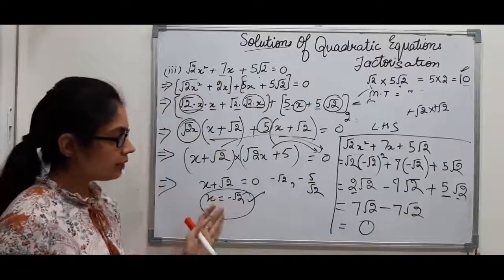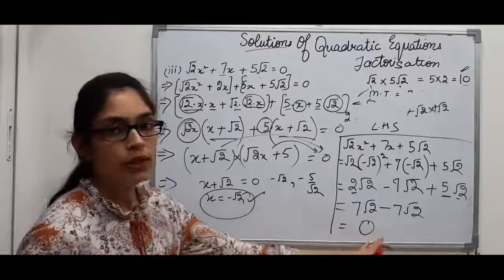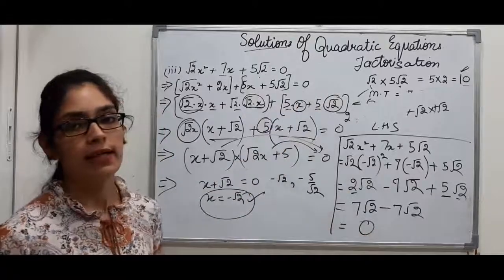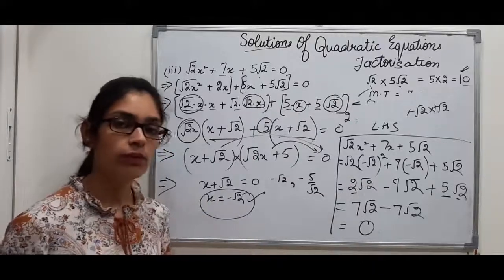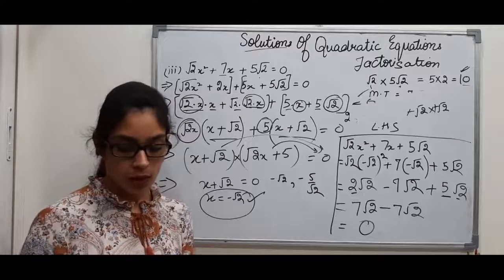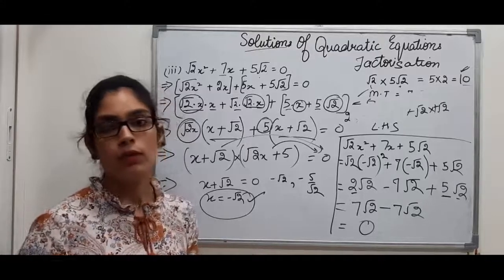Now you can see this value of x. If I put x equal to minus root 2, my equation becomes equal to the right hand side, which means the solution which we have found just now is correct. You can check for all the equations in your part 1.